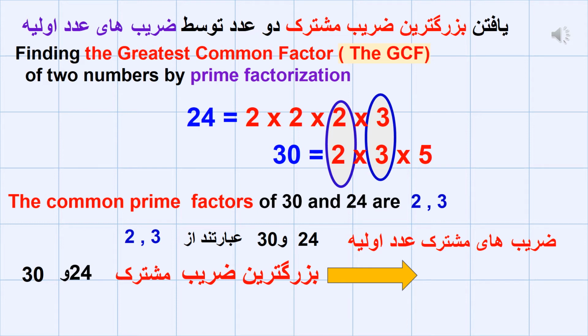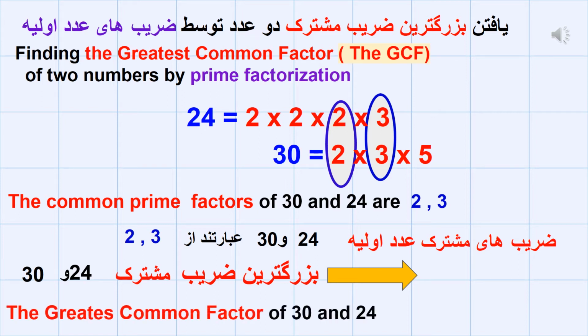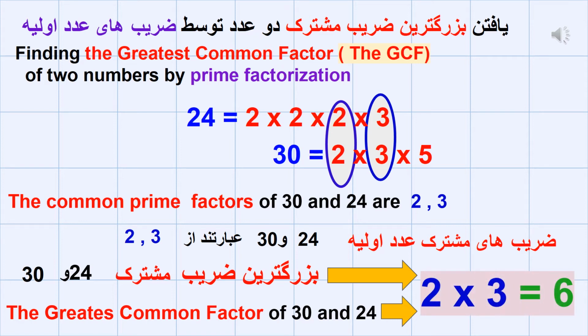So 2 and 3 are the common prime factors of 30 and 24. By multiplying those numbers by each other, we're going to reach the greatest common factor of 30 and 24. When we multiply those numbers, the product is going to be 6, and 6 is the greatest common factor of 30 and 24.